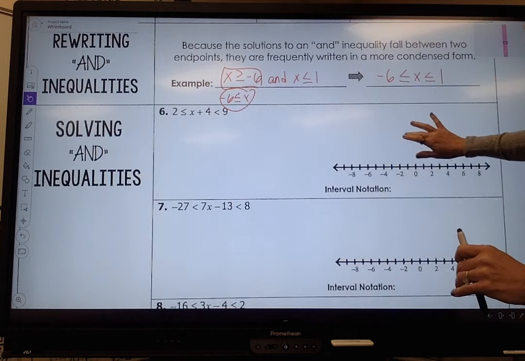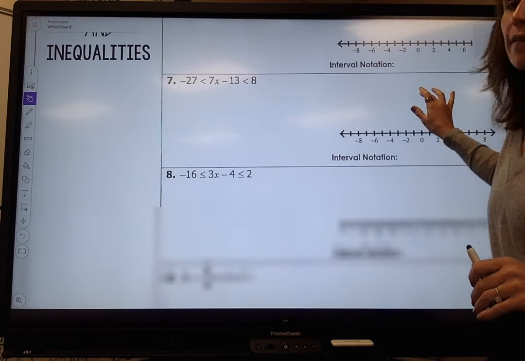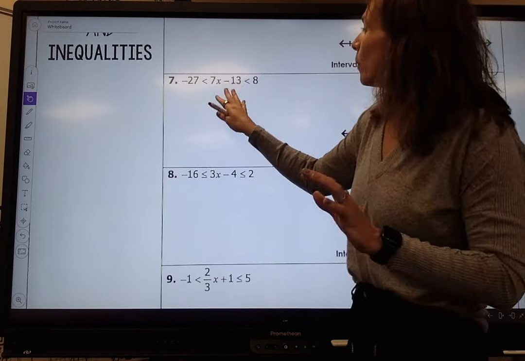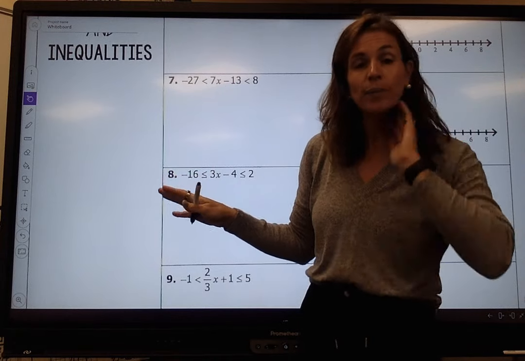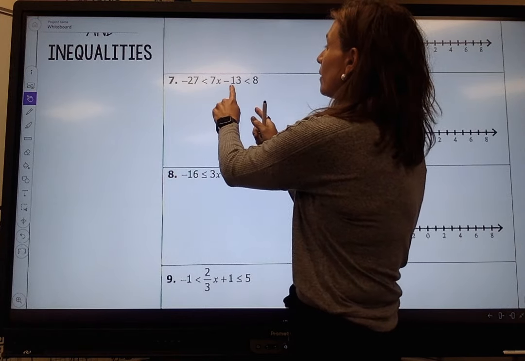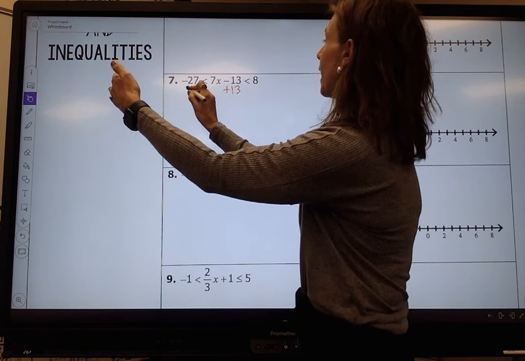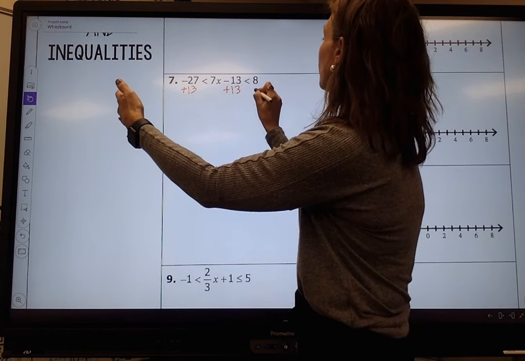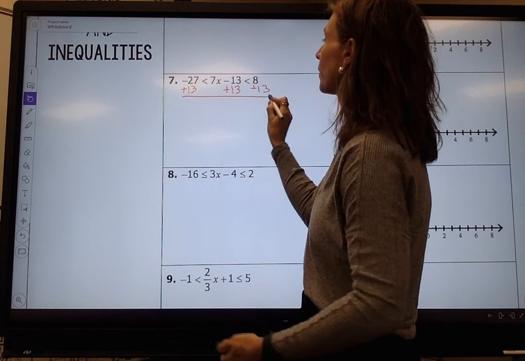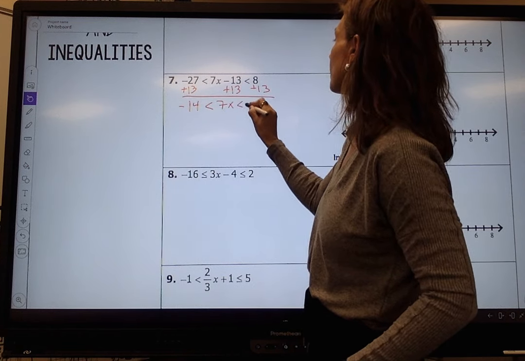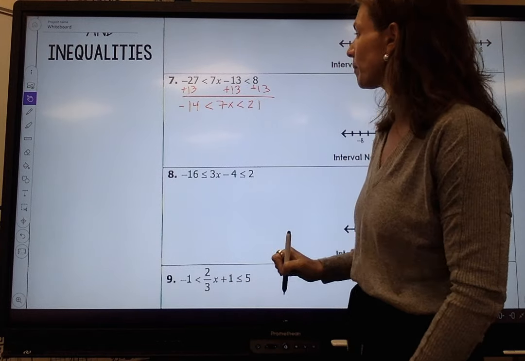Okay, so let's take a look at number 7. How do we solve these and statements? Well, we work 2 sides of the equation, okay? So we start in the middle, so we got to get rid of this negative 13, so I'm going to add 13 everywhere. I'm going to add it to the left, and I'm going to add it to the right. And I get negative 14 is less than 7x is less than 21.